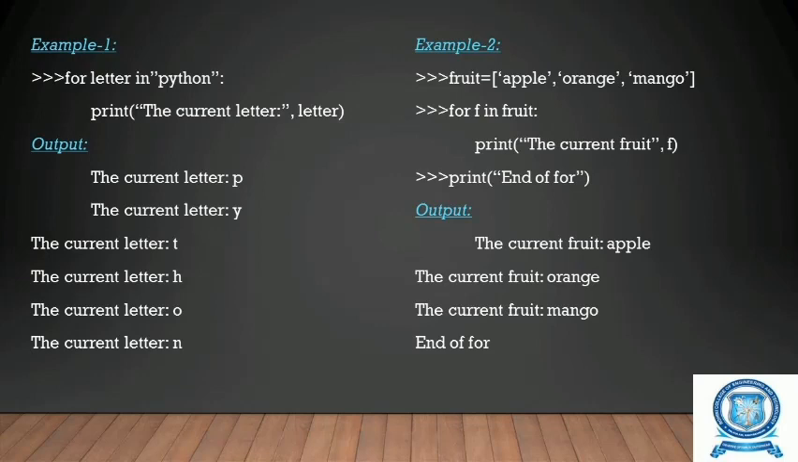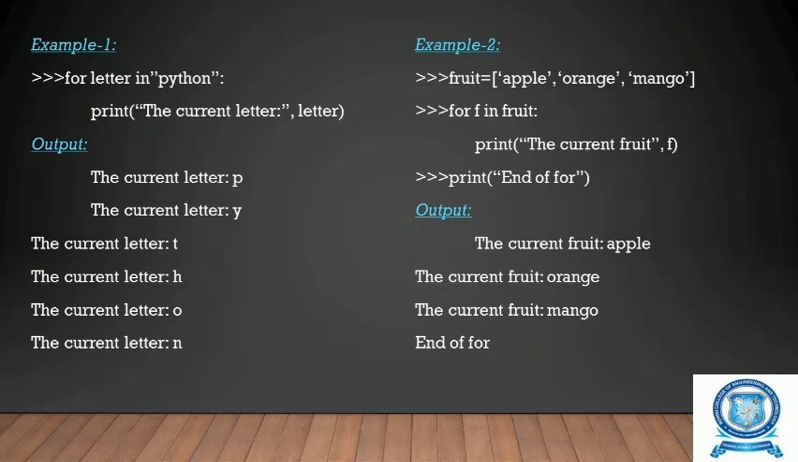Okay. So, in the first loop iteration, the first letter p will be retrieved. In the second loop iteration, we will get the second letter, then third, then fourth, fifth, and sixth. So, p, y, t, h, o, n, we will get all the letters one by one. Okay. So, in example 2, it is given a list.